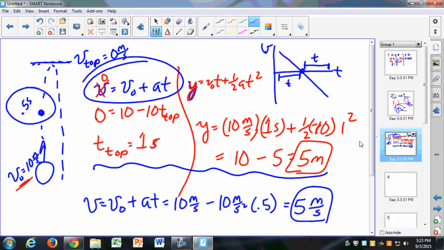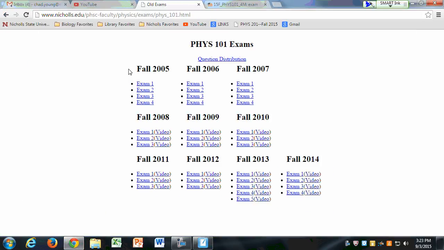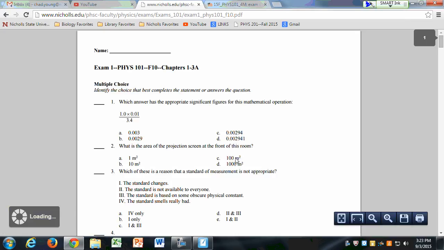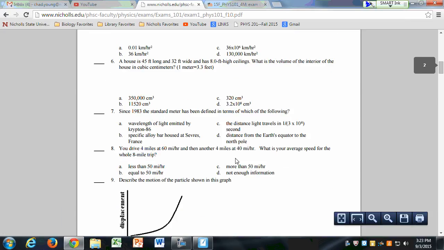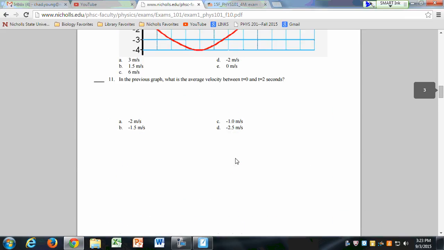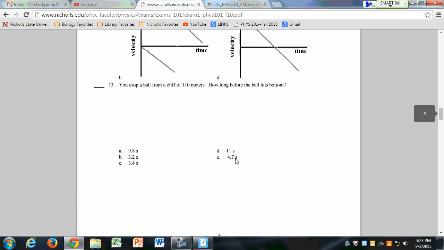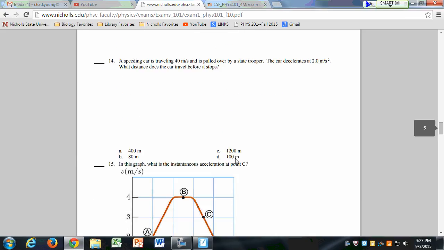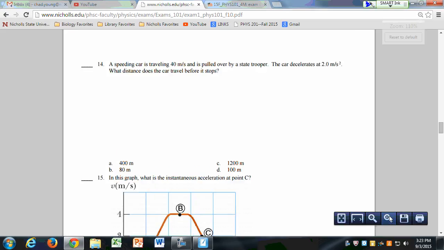Okay. Let's look at some other kinematics problems on the old exams. Let's just go back a little bit. Y'all are okay with all the unit conversions and stuff? Okay, this one's pretty straightforward, but let's look at it anyway.